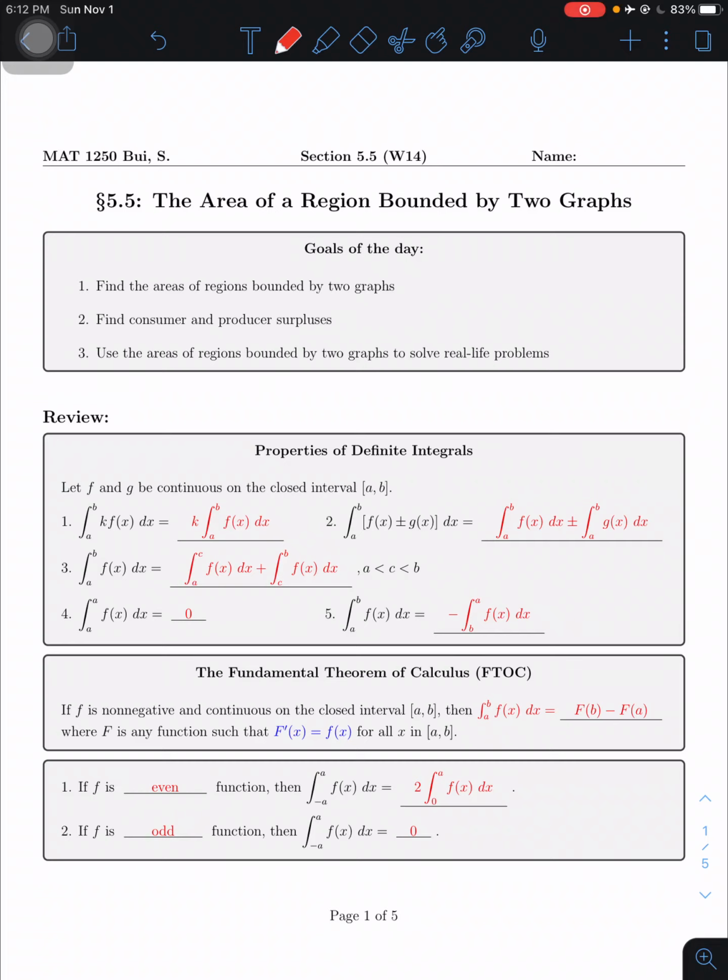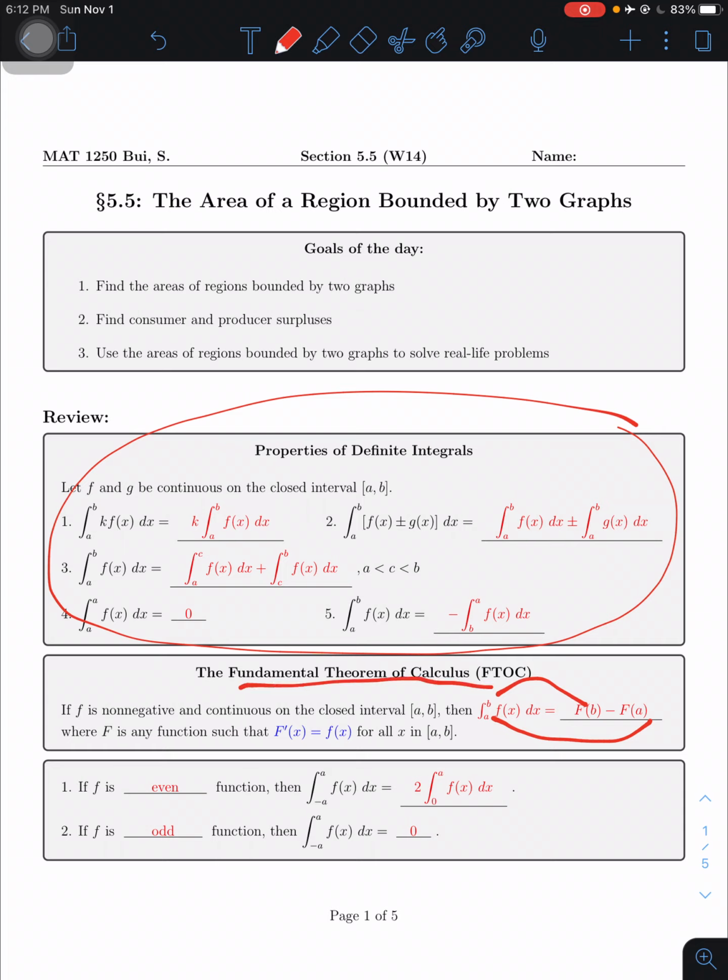Guys, last time in 5.4 we talked about some integration rules, which are the 5 basic rules for integration, and we also mentioned the Fundamental Theorem of Calculus, FTOC, which allows us to plug in the upper limit and also the lower limit to get a value after we integrate the functions, right? And that is really useful in calculus in general.